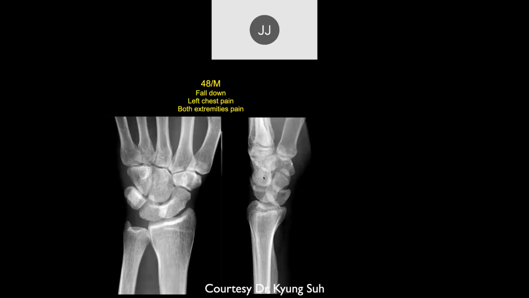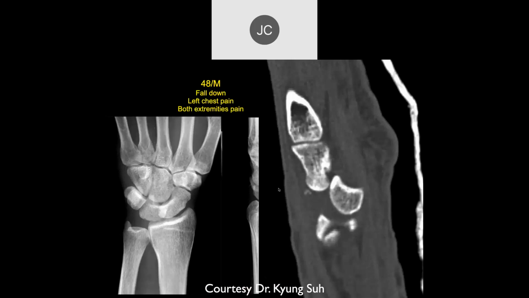It looks like the capitate is in the middle and pretty much oriented properly with the radius, and then we have the lunate out here. John, did you want to say something? Yeah, I was going to say the lunate is anterior. Right over here. Then if we go to the CT scan, this is what it looks like.